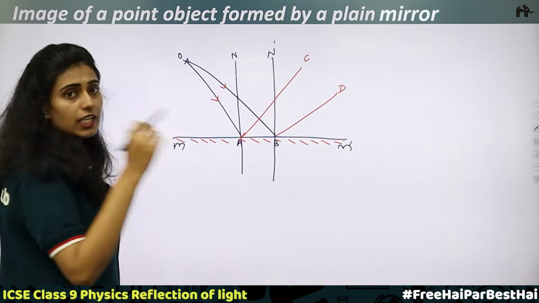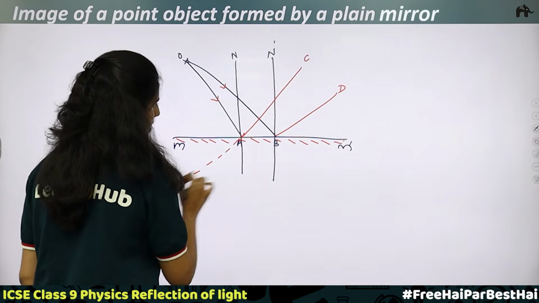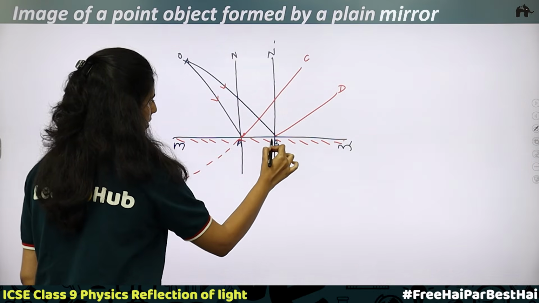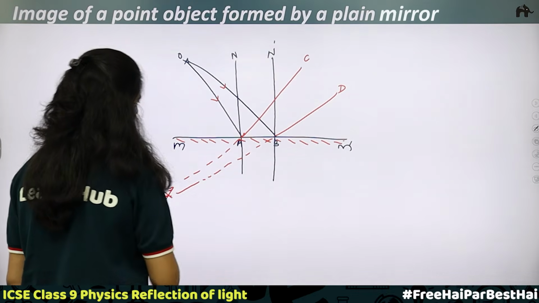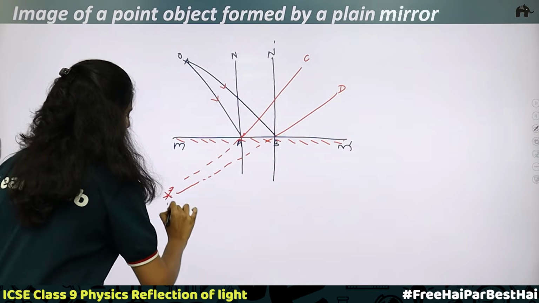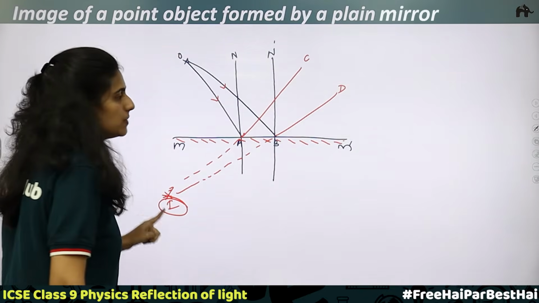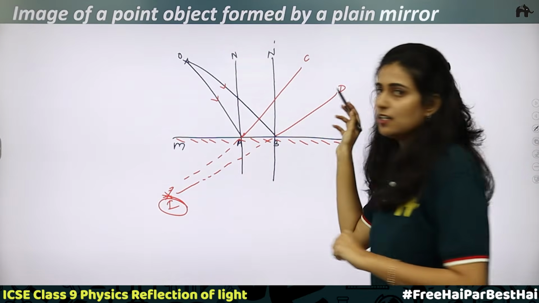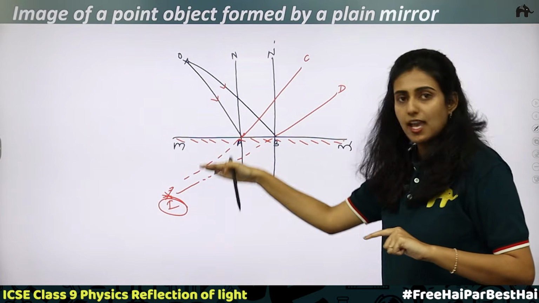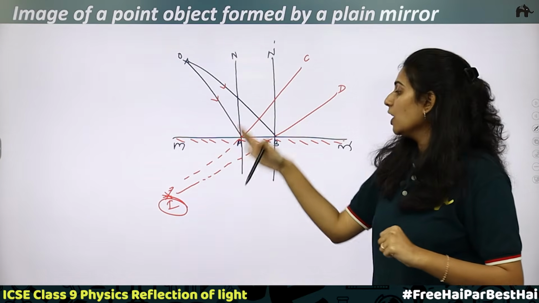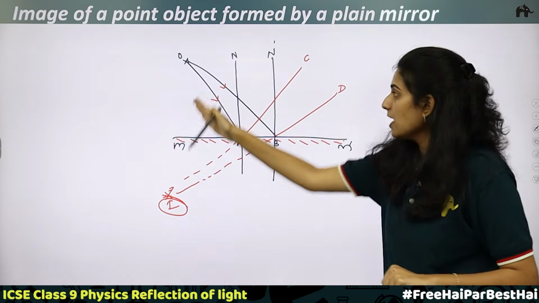If you extend these, AC I am extending and BD I am extending, you will see that they meet at a point. This point is I, where the virtual image of the object is obtained. When you look from here, you will see the image formed. Where is the image formed? Behind the mirror. You won't be able to obtain it on a screen or touch it. A virtual erect image is formed behind the mirror.